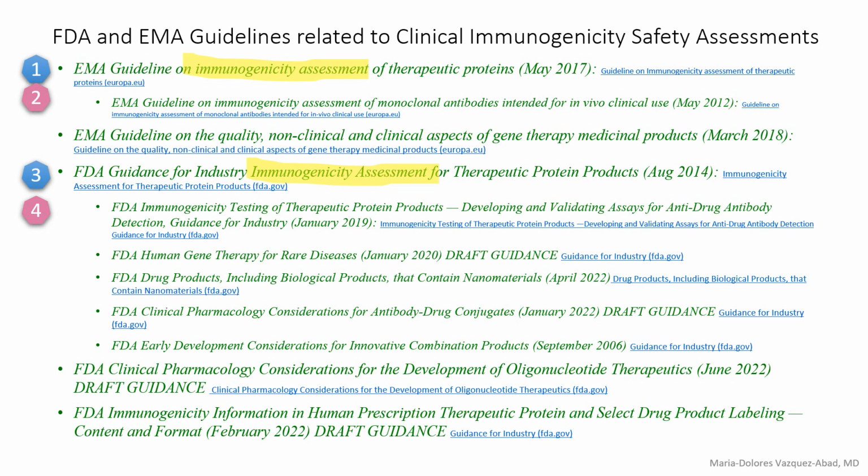they were very smart in just keeping all of the key elements in either the EMA guideline on immunogenicity assessment of therapeutic proteins or the FDA guidance for industry for immunogenicity assessment of therapeutic protein products. So they have the key elements that we need to look at. In addition, the gene therapy EMA and the oligonucleotide FDA have not only referred to the guidelines that I call number 1 and 3, but they also have additional safety assessments that we need to consider. So we're going to be going over those 4. Number 1, number 3, number 5, and number 6.